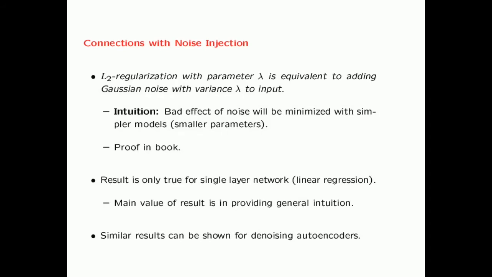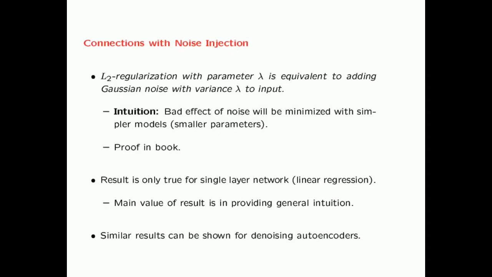Now, regularization has a very interesting connection with noise injection. The connection is that performing L2 regularization with parameter lambda is equivalent to adding Gaussian noise with variance lambda to the input. So you don't change the output, just the input features: you add Gaussian noise with variance lambda to each feature. Now, what is the intuition for this?